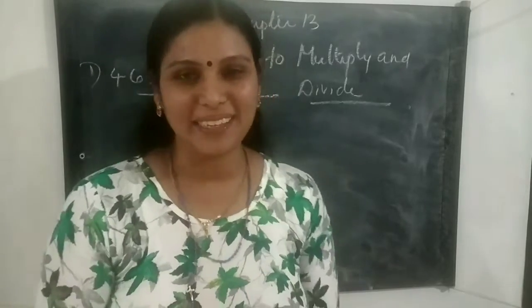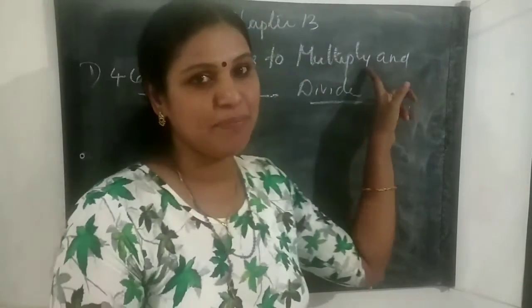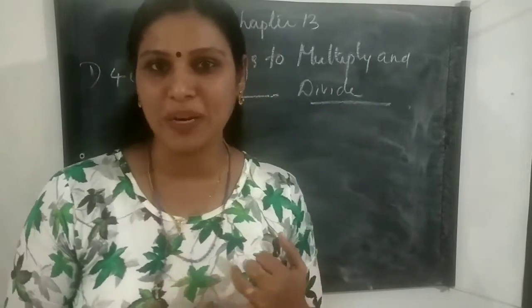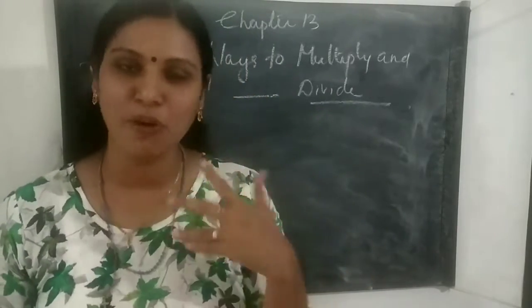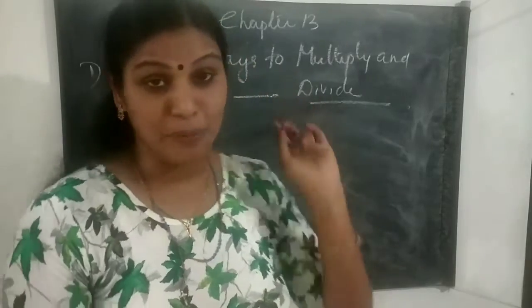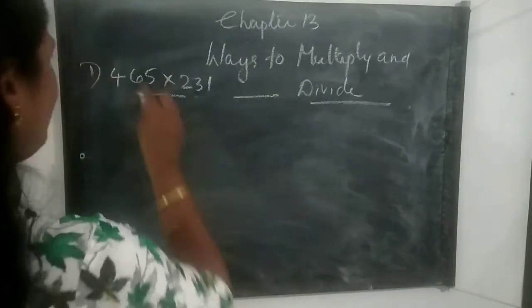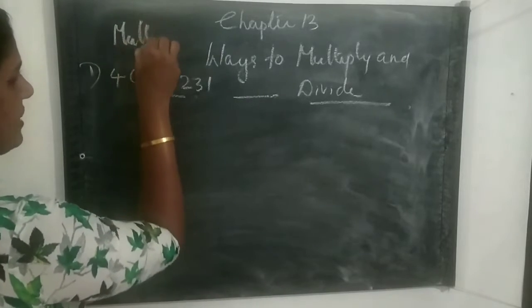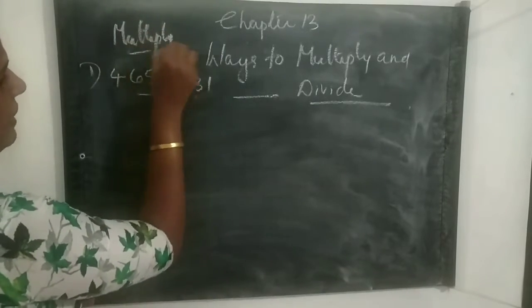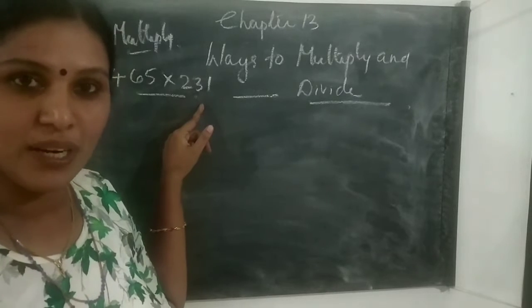Today we are going to start a new chapter, chapter 30, ways to multiply and divide. We know how to multiply one-digit and two-digit numbers; we already studied that. Today we are going to study the multiplication of three-digit numbers.